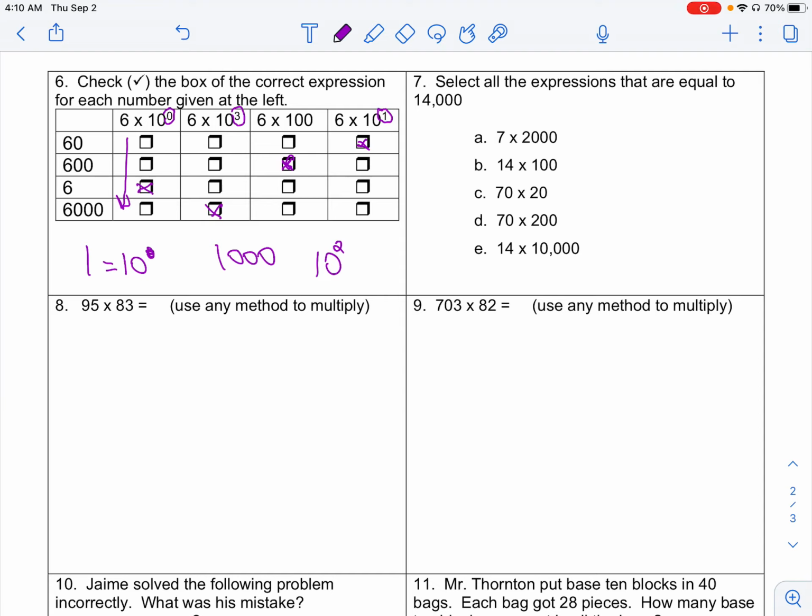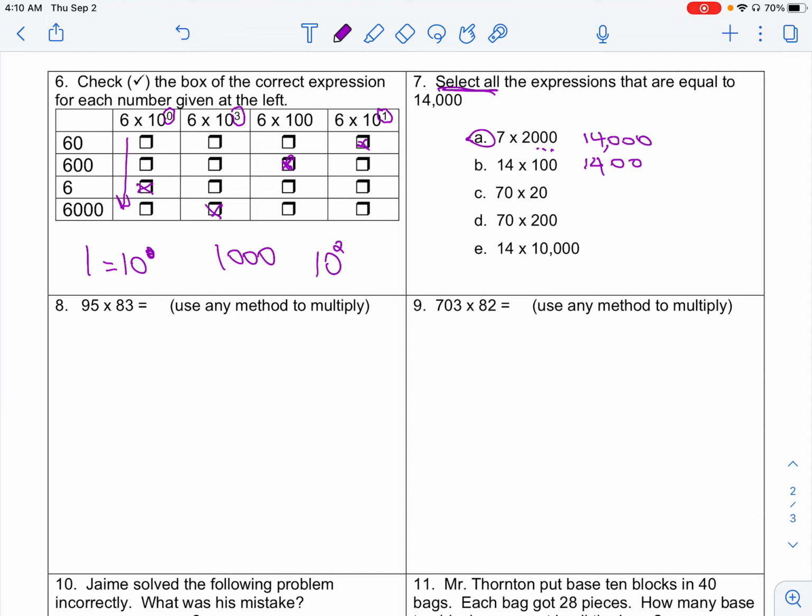Okay. Number 7 says select all. So this one's going to have multiple answers. All the expressions are equal to 14,000. All right, so the best way to do this, you just solve all of them. And whatever ones equal 14,000, you circle them. Well, 7 times 2 is 14. And you got 1, 2, 3 zeros. 1, 2, 3 zeros. And that's the same answer. That's a good one. 14 times 100 is 14 times 1, which is 14, and 2 zeros.